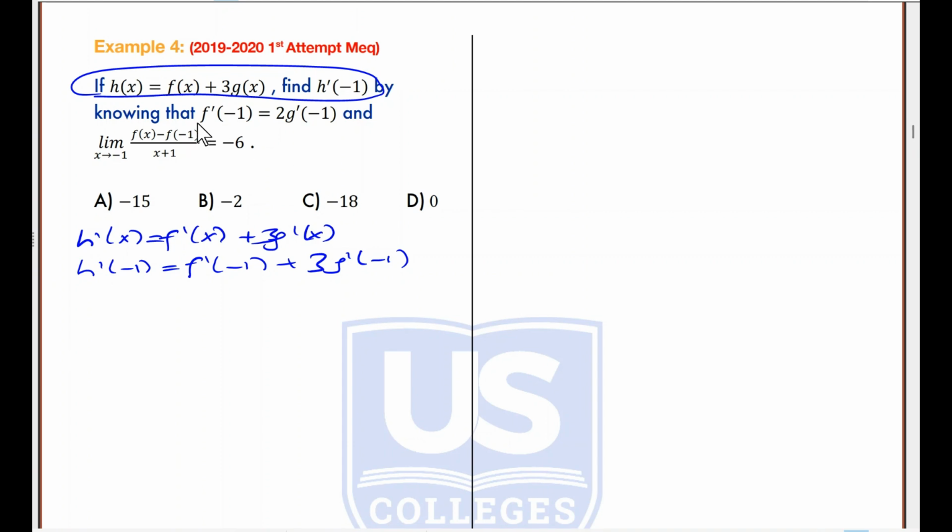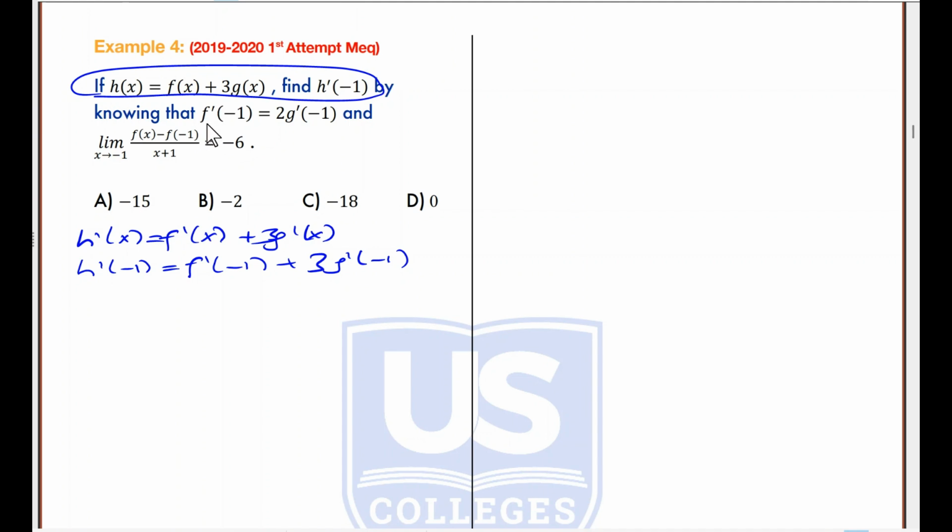What's given? Knowing that f prime of minus 1 is 2 times g prime of minus 1. So there's a relation between f prime and g prime. We are going to use that relation once I know one of the unknowns. They are both unknown. If I know one of them, I'll find the other one. So let's apply the second given: the limit as x approaches minus 1 of f of x minus f of minus 1, divided by x plus 1, is equal to negative 6.